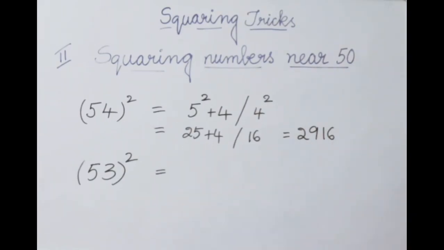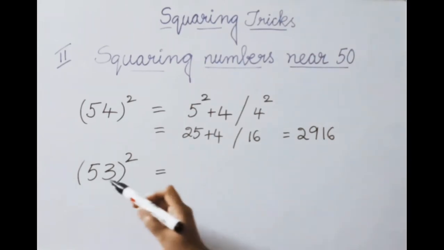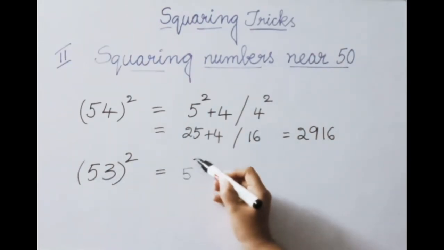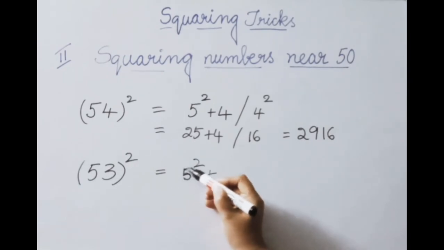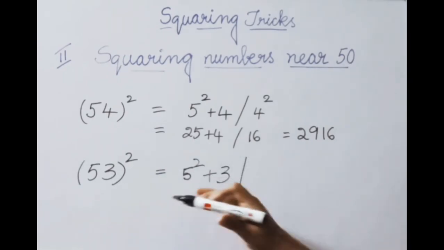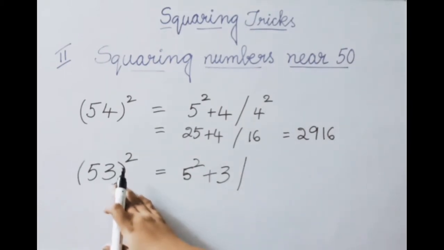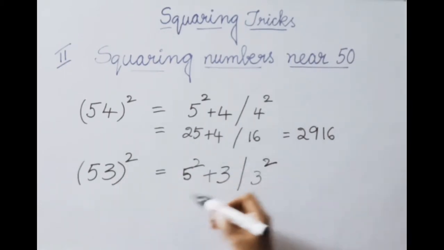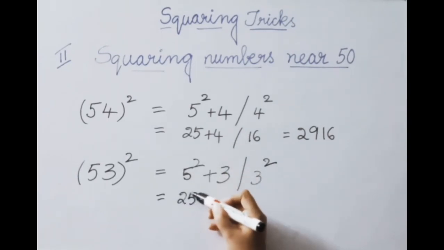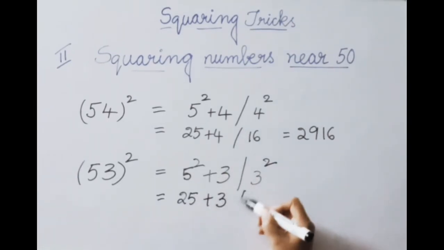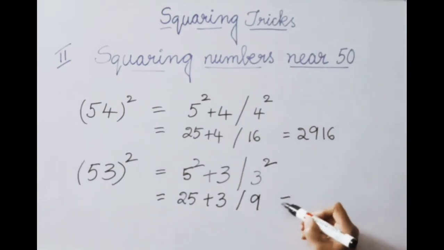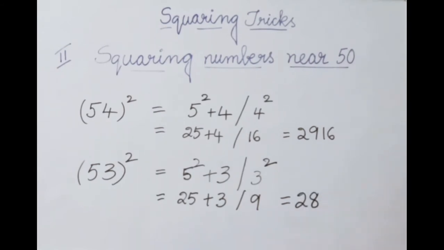Let us see another example, 53 whole square. First digit square, 5 square, add the second number 3. This is the first part answer. Now the second number square, 3 square. So 5 square means 25 plus 3. 3 square means 9. So our answer 25 plus 3 is 28. Two digits are required for the second part, so place a 0 and write down the 9. So 53 whole square answer is 2809.